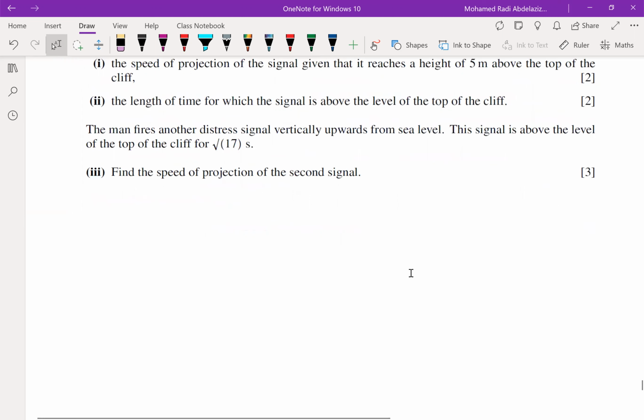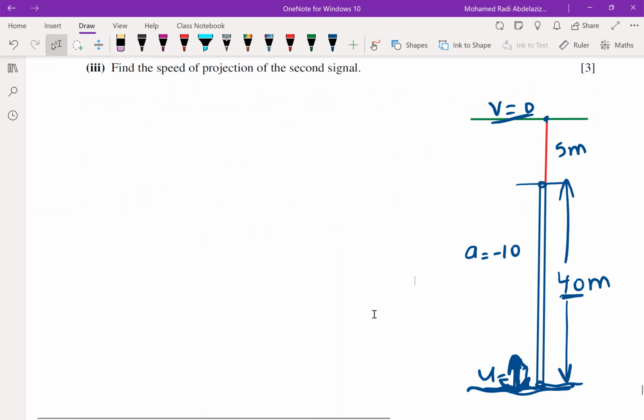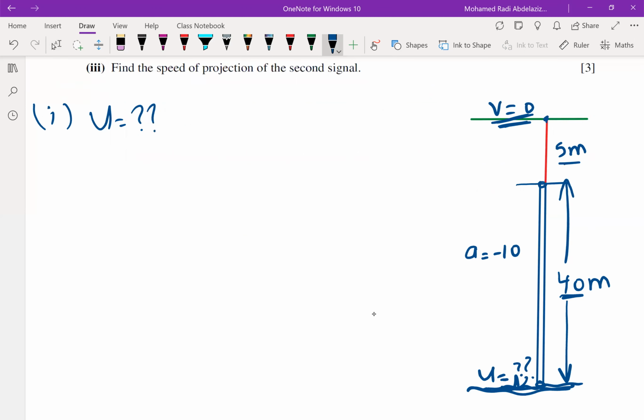First, this is the cliff. Its height is 40, and we start to project from the ground, or from sea level, with initial velocity not given, to reach 5 meters above the cliff. This means it reaches the maximum height, so V is equal to 0. The initial velocity is not given, we are asked to find it. And V is equal to 0, S is equal to 45, and A is equal to -10.